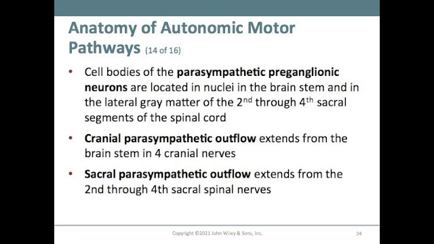Cell bodies of the parasympathetic preganglionic neurons are located in the nuclei in the brainstem and in the lateral gray matter of the 2nd through 4th sacral segments of the spinal cord. The cranial parasympathetic outflow extends from the brainstem in 4 cranial nerves. The sacral parasympathetic outflow extends from the 2nd through 4th sacral spinal nerves.